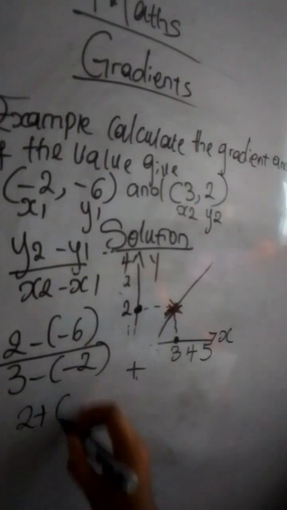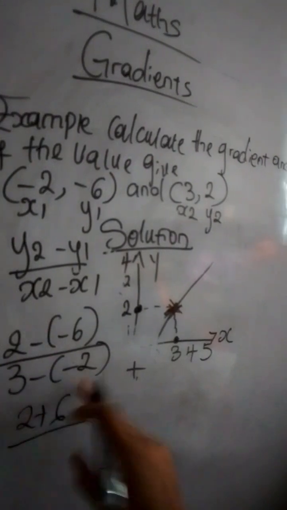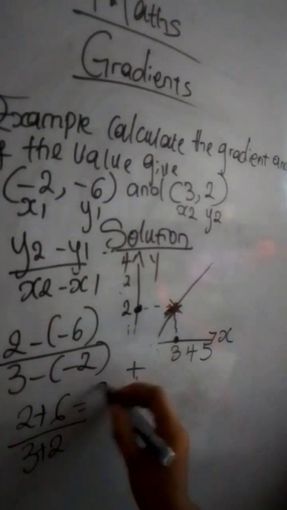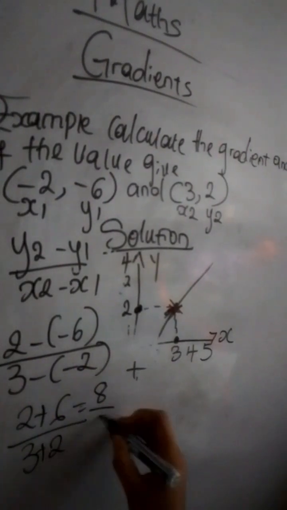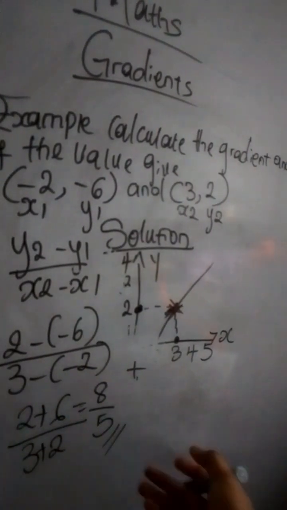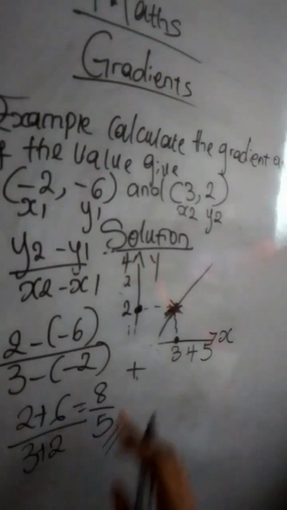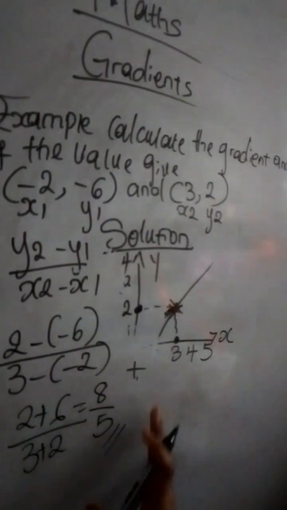We have 2 plus 6 over, same here, minus times minus will give us plus, so 3 plus 2. 6 plus 2 will give us 8, over 3 plus 2 will give us 5. And this is our final answer. If the numbers are both even, we can as well divide them to the lowest term. But there's nothing that can divide 5 without a remainder, so this is our final answer.